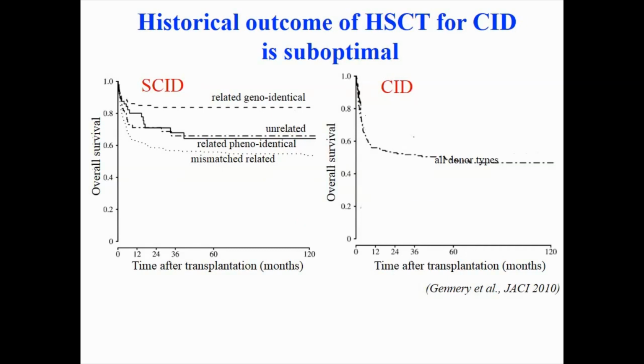So this is a study from Europe. Survival in all cases of CID was approximately 50%, which is clearly worse than SCID patients, especially those that received a matched sibling donor in SCID. Already in those years, they did very well, 90% survival. So way worse with CID. But things have changed. Things have changed over time.